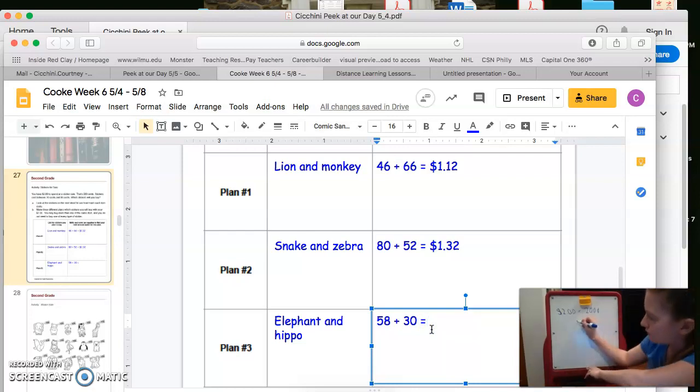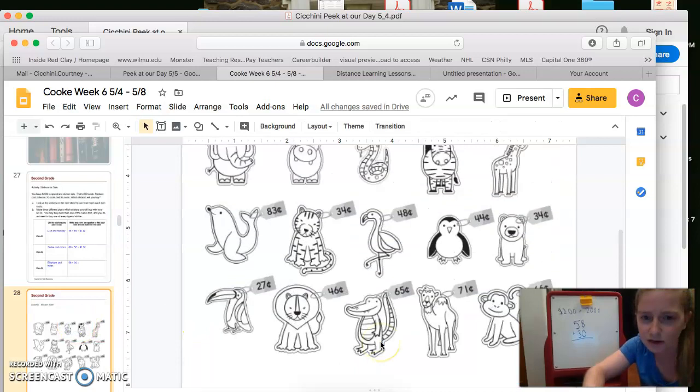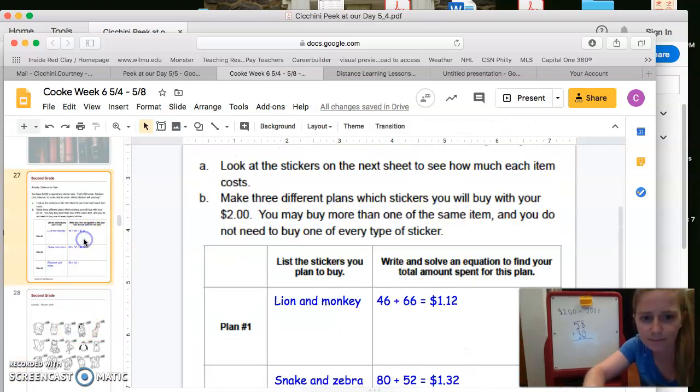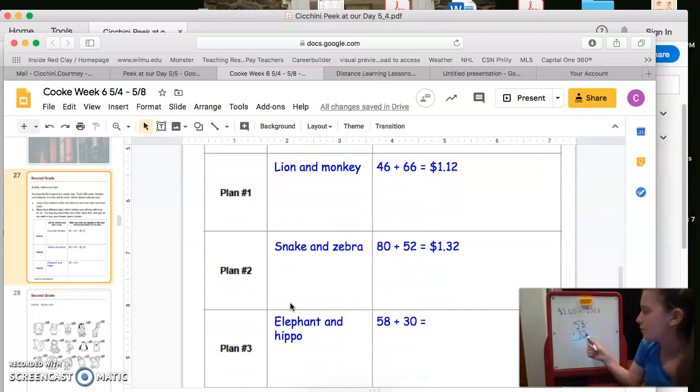my equation vertically. 58 plus 30. I'm just going to double check that those are the right amounts. Okay. And I'm going to add them together, starting in my ones. 8 plus 0 is 8. 5 plus 3 is 8. This time, I only spent 88 cents.